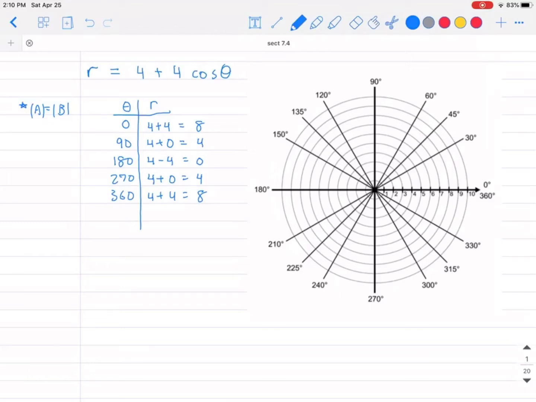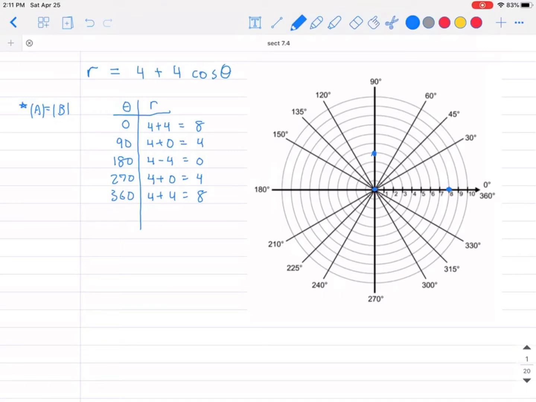You can see the nice part is that your radii are going to be non-negative. That means we don't have to worry about going in the opposite direction. Now, for the graph itself, at 0 degrees we have a radius of 8, so it's going to be somewhere out here. At 90 degrees, we go out a radius of 4. So 1, 2, 3, 4. So something like this.